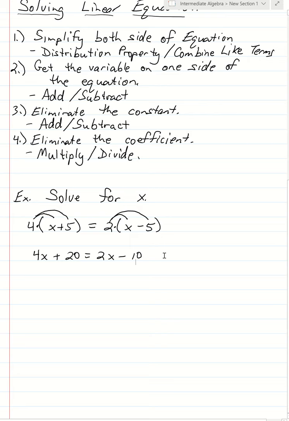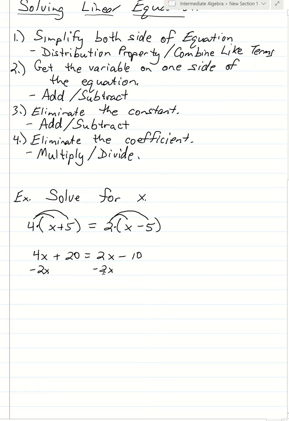So step 1 is done. Step 2, we see that we have the variable x on both sides of the equation. We don't want that. So we are trying to get the variable x on one side. And like I said before, I like to put my variable usually on the left side. So since we have a 2x here, I could do one of two things. I could either add or subtract. Well, to get this variable x onto the left side, I'm going to have to subtract 2x from both sides.